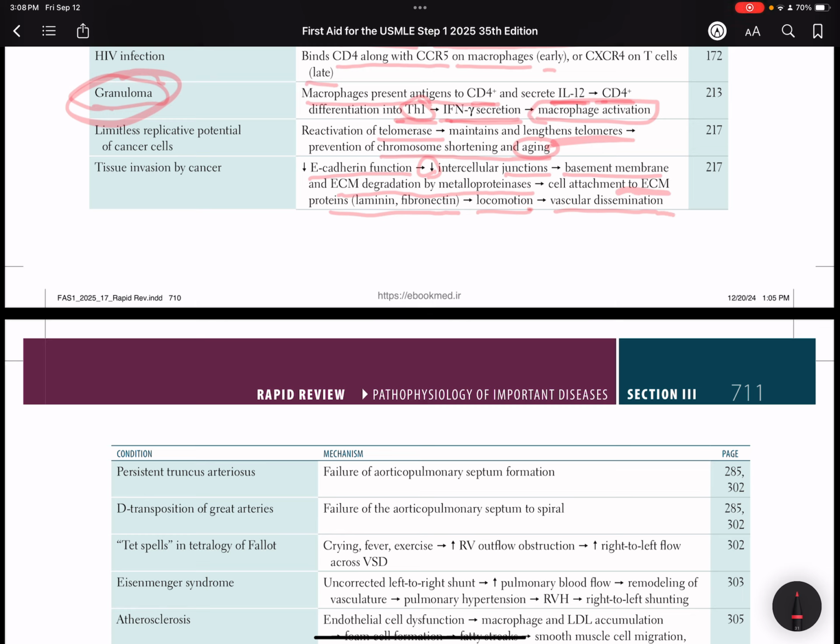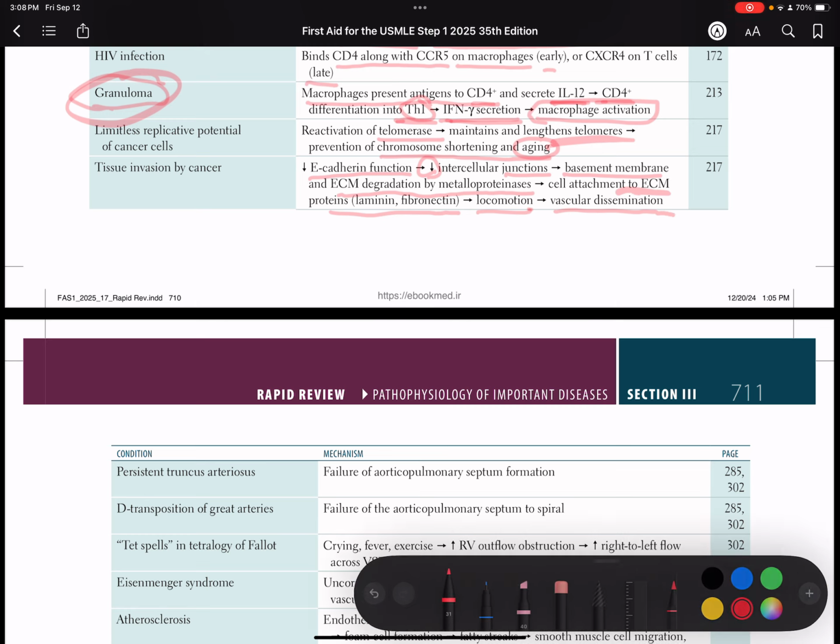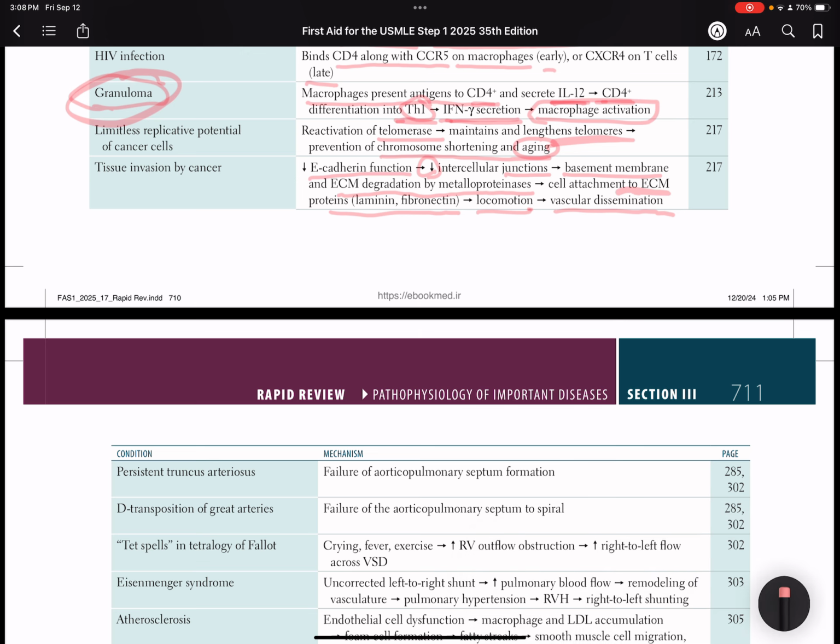This is the mechanism. So once again, for tissue invasion by cancer, decreased E-cadherin function leads to decreased intercellular junctions. This leads to basement membrane and ECM degradation by metalloproteinases. This leads to cell attachment by ECM protein, laminin, fibronectin, locomotion, and vascular dissemination.